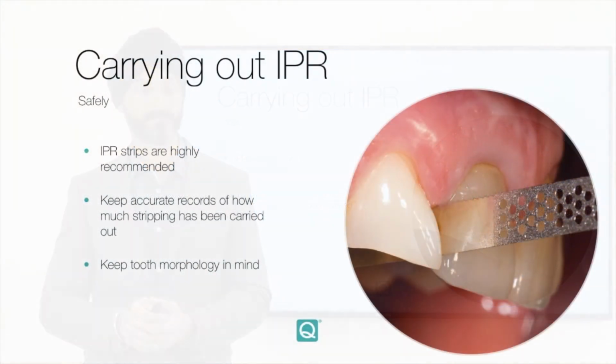surfaces. When you're doing IPR, it's always a good idea to keep tooth morphology in mind. If all you do is use these IPR strips to make space, you're going to end up with very flat contact points. It's important to curve the edges of the teeth as well, maintain the line angles of the teeth, and therefore it will look like you haven't done any IPR at all.